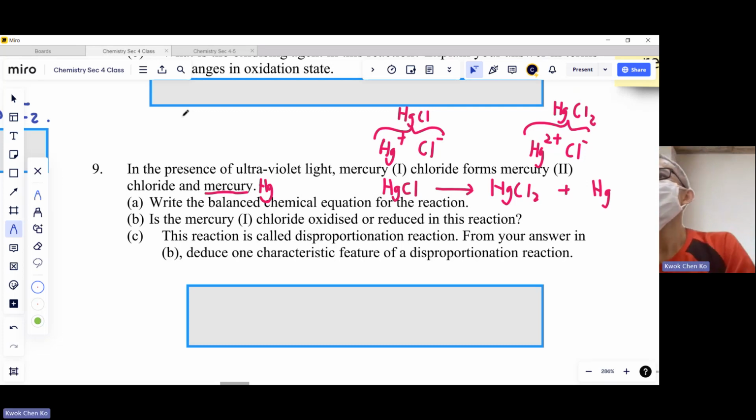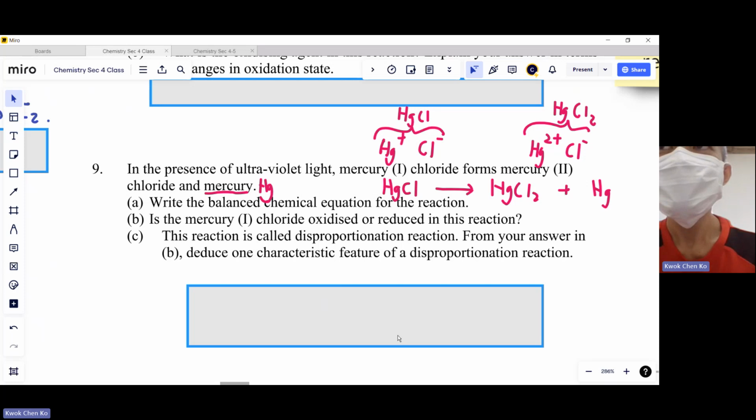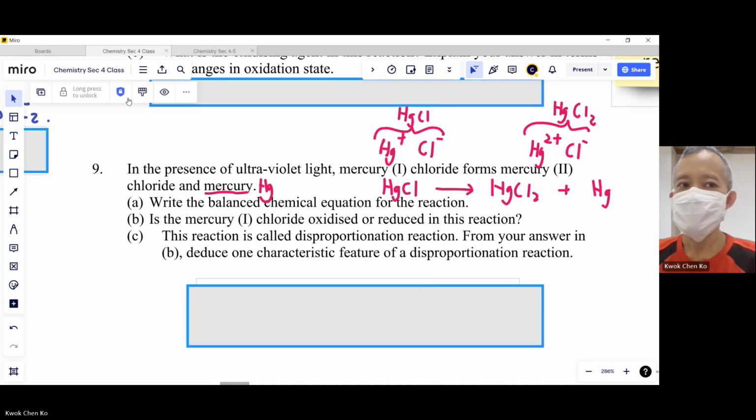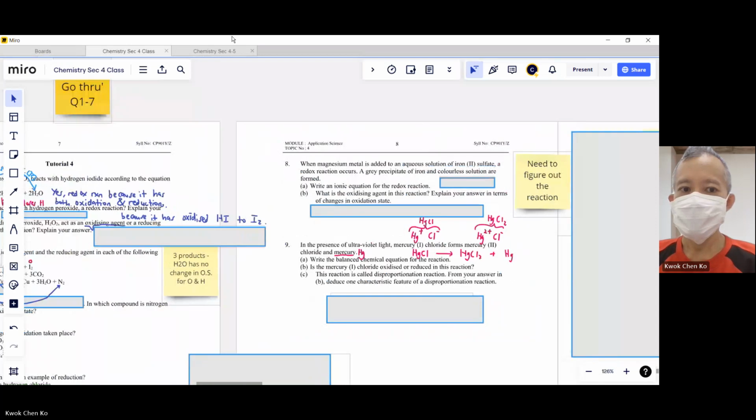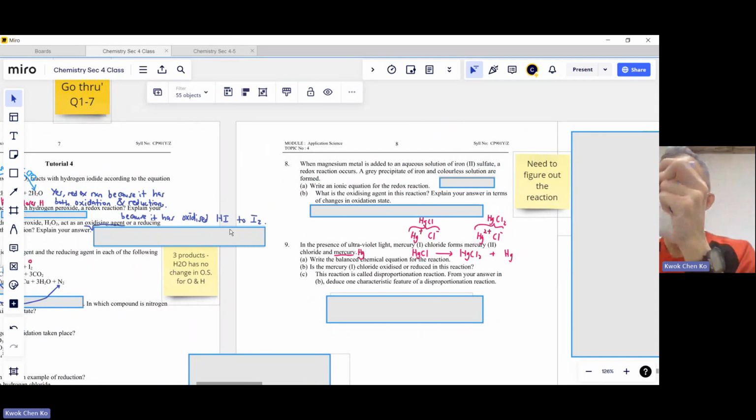So the last one comes up once in a long while. But essentially, I told her the answer already. You want to write something like this. Basically, a disproportionation reaction involves the oxidation and reduction of the same element. Okay, good. But this one comes out once in a long while.